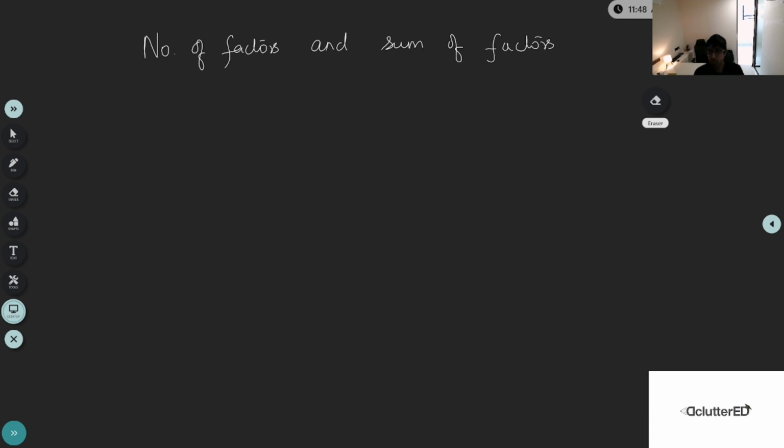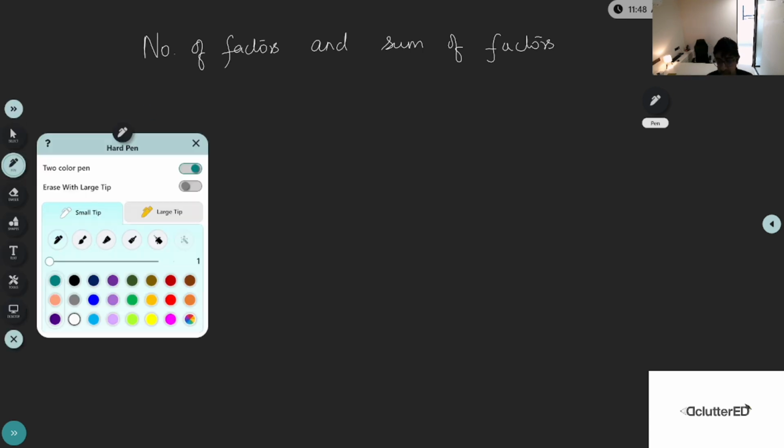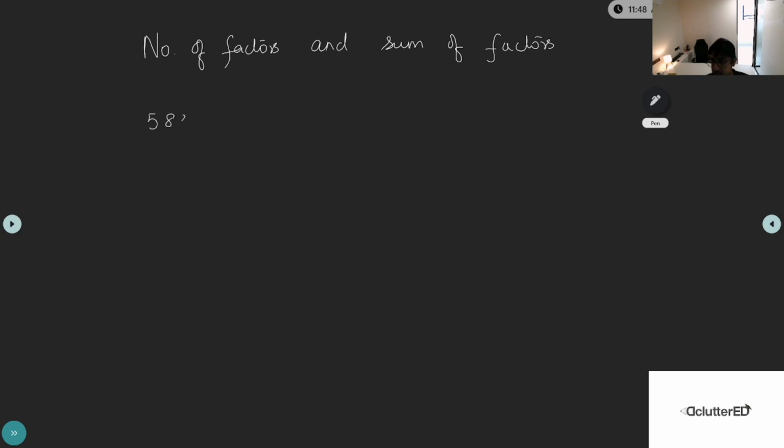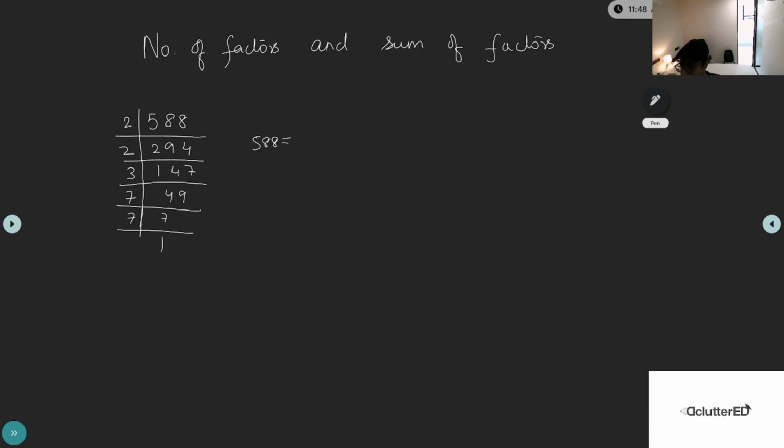First of all, we know what the factors of any number are, right? A factor is a number which divides a given number and leaves the remainder 0. Let's try to prime factorize 588. So when I prime factorize 588, I will write it as 294, 147, 49, 7, 1. So I can write 588 as 2 square into 3 power 1 into 7 square.